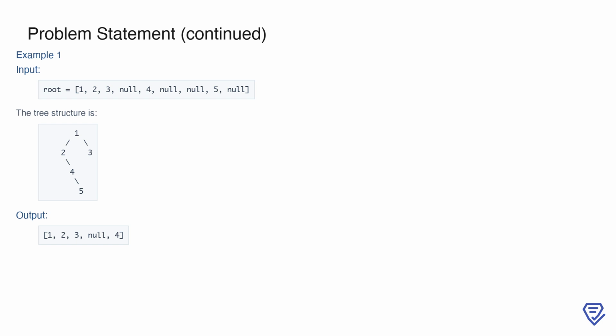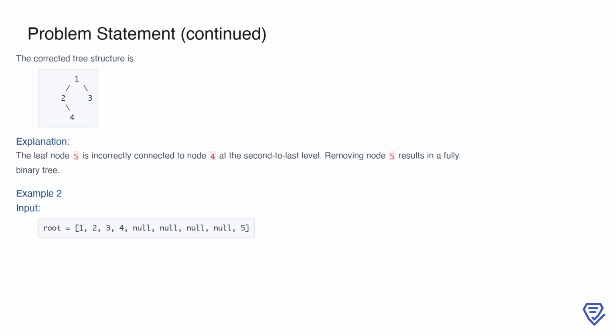The output, after correcting the tree, is 1, 2, 3, null, 4. In tree form, this means node 5 is no longer present, and the tree is now a valid fully binary tree. To visualize the corrected tree, you can see that node 1 remains the root, with nodes 2 and 3 as its left and right children, respectively. Node 2 still has its right child, node 4, but the incorrect node 5 has been removed.